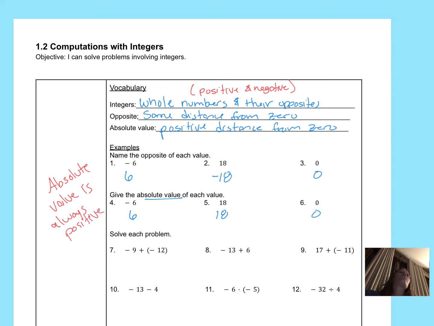Now there are cases where you can have a negative in addition to an absolute value problem, and that could change it, but the absolute value itself is always going to be positive. All right, now we're solving using integers.